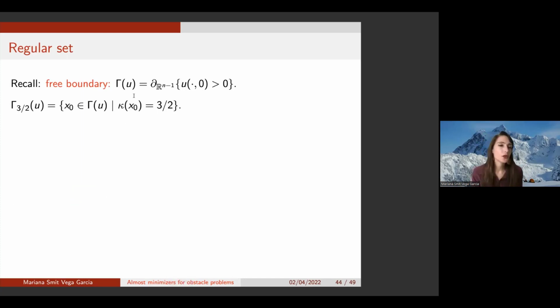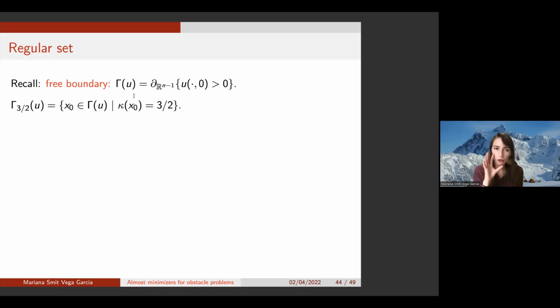Then we were also very interested in understanding what happens with the free boundary. So let's recall that the free boundary is the boundary of the set in which the minimizer or almost minimizer in this case is strictly greater than 0. And quite like in the case of minimizers, we also have an Almgren monotonicity formula that we can prove for almost minimizers. And that Almgren monotonicity formula allows us to classify points in the free boundary according to what that frequency is at that point.